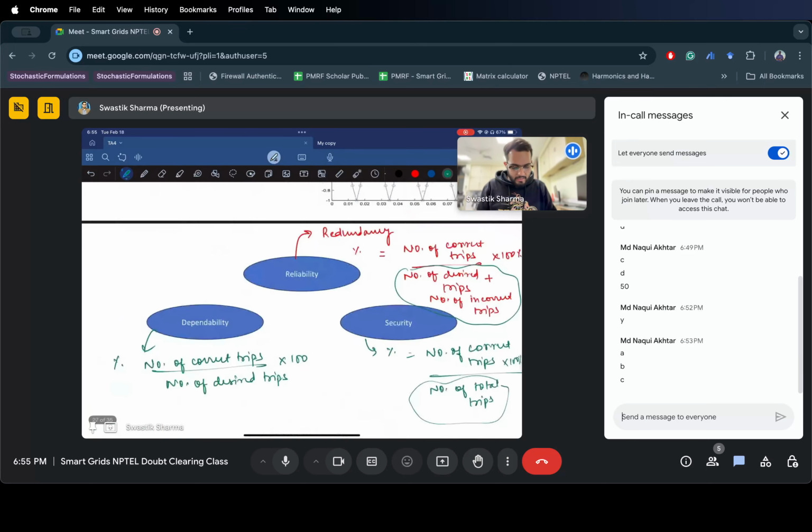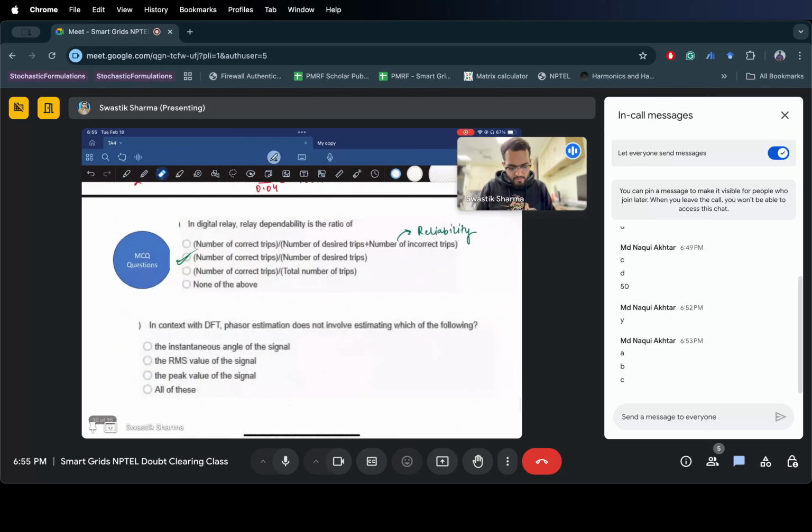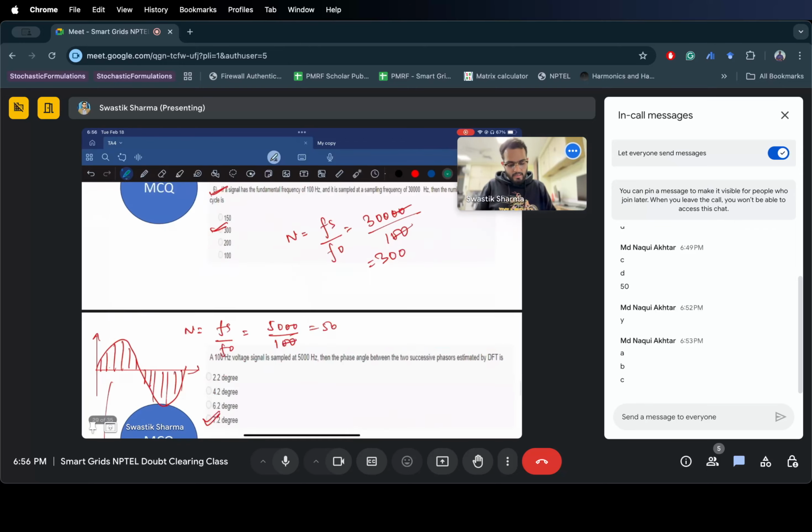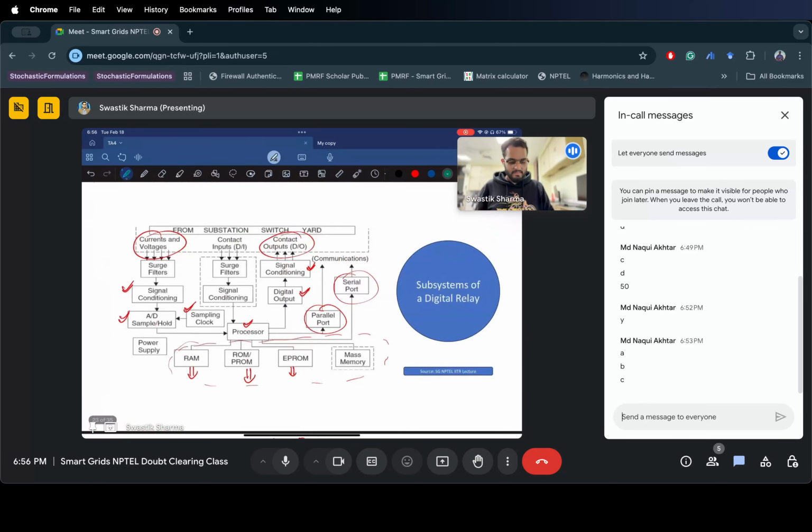So it can give you the RMS value. If it provides V, the RMS value is Vm by root 2, so you can derive the peak value of the signal too. If RMS is known, peak value is known; it is just scaled by a factor of 1 by root 2. What is not known is the instantaneous value of the angle, and that is where phasor estimation fails, because it cannot directly provide the instantaneous angle of the signal. It can only provide it if it has taken the sample at that instant.